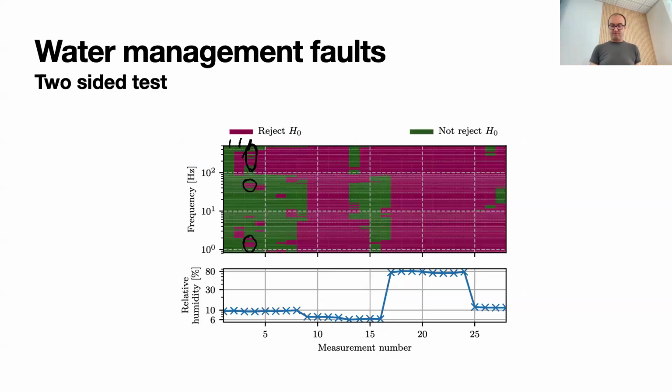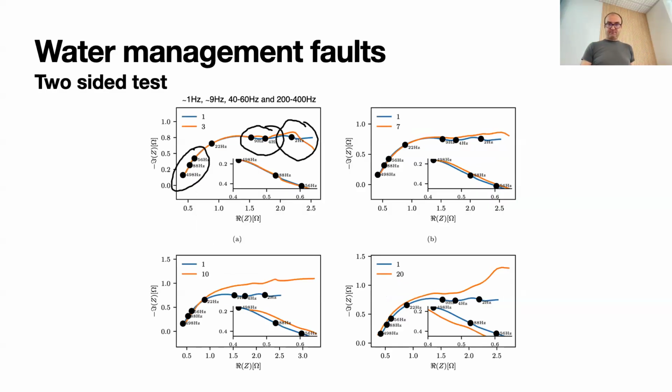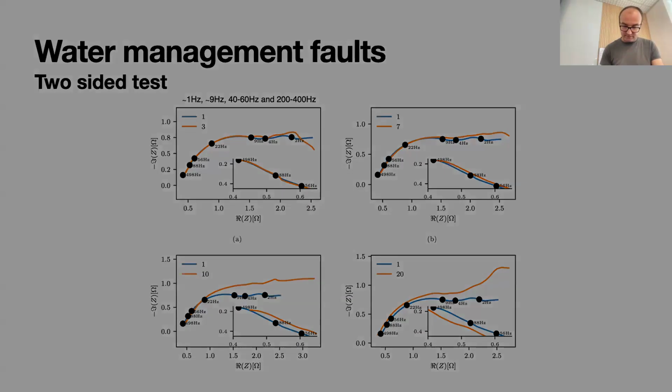Where did it come from? What we are plotting here is the mean value of the impedance. So if I zoom in here, we have something like this. And hold on, sorry.